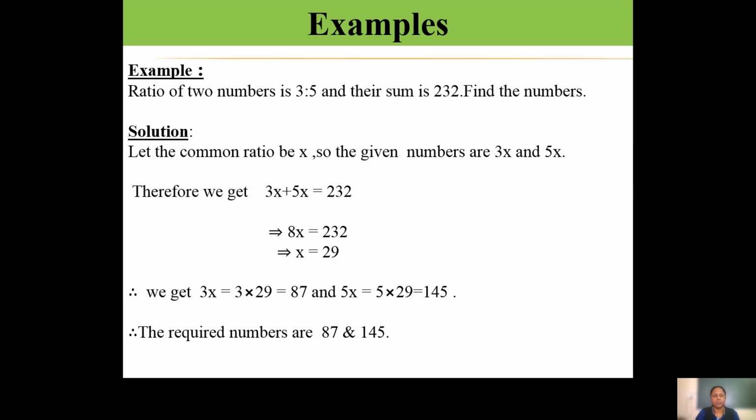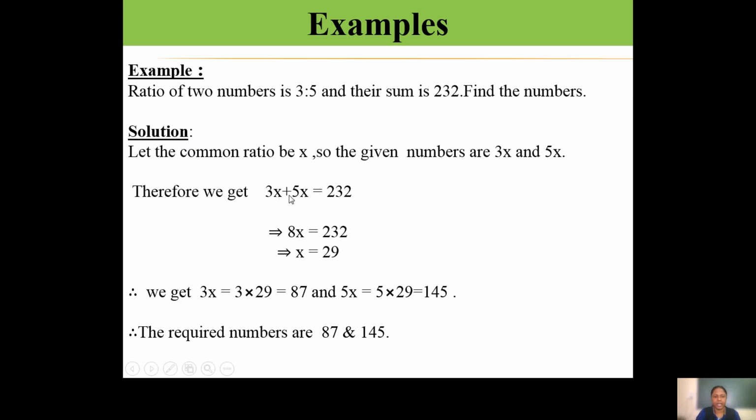Let us see some examples based on the concept of ratio. We'll start with the first example. The ratio of two numbers is 3 is to 5 and their sum is 232. Find the numbers. So here is the solution. The ratio given is 3 is to 5 and their sum is 232. So let us assume that the common ratio is x. By using the given ratio, the numbers become 3x and 5x respectively. And what is given? Their sum is 232.